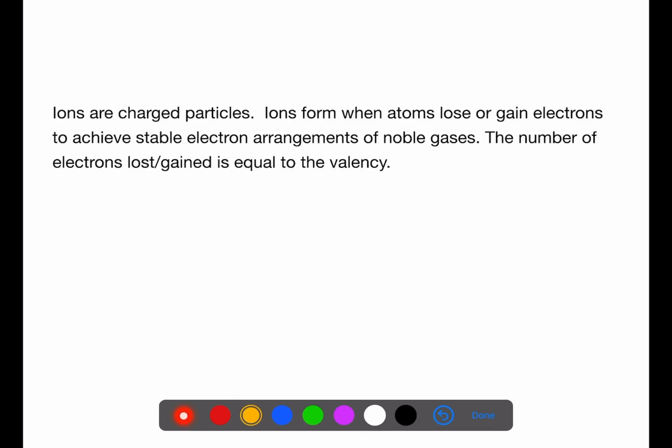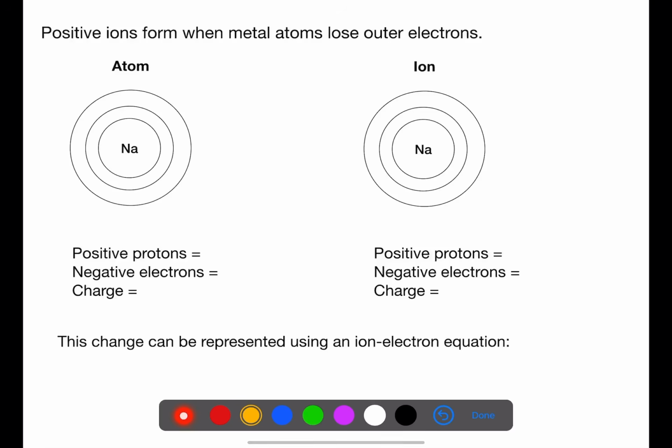Ions form when atoms lose or gain electrons, and they do this to achieve a stable electron arrangement of their nearest noble gas. The number of electrons lost or gained is equal to the valency. Positive ions form when metal atoms lose their outer electrons. Let's have a look at sodium. Sodium has an electron arrangement of 2, 8, 1. This means that we have 2 electrons in the first shell, 8 electrons in the second shell, and 1 electron in the outer shell. We have 11 positive protons within sodium, and we have 11 negative electrons. If we take the protons and minus the electrons, we get a charge of 0.